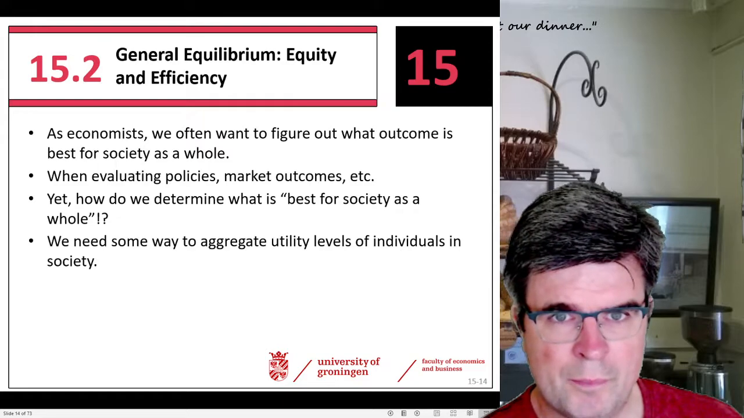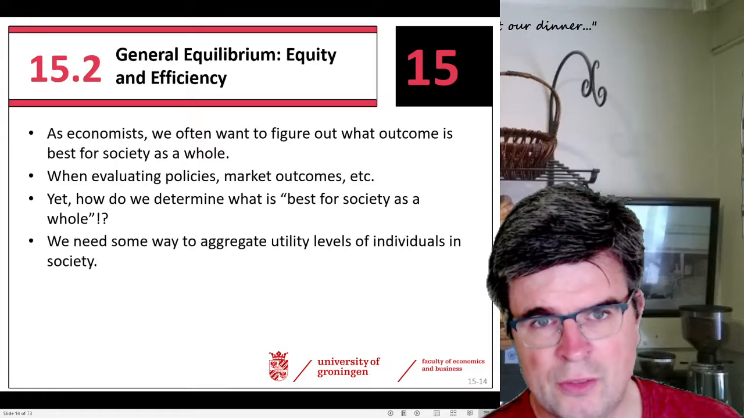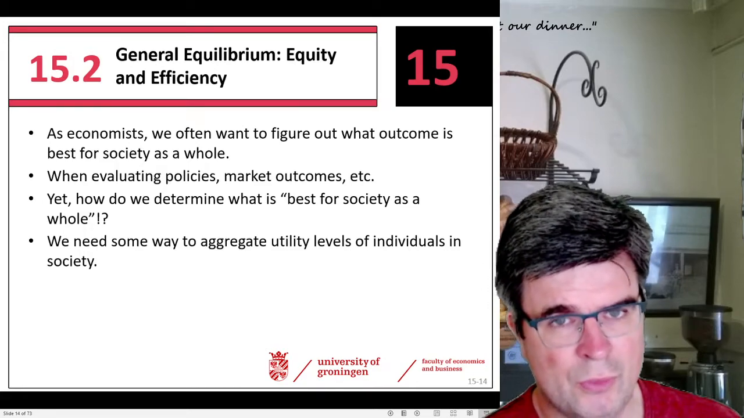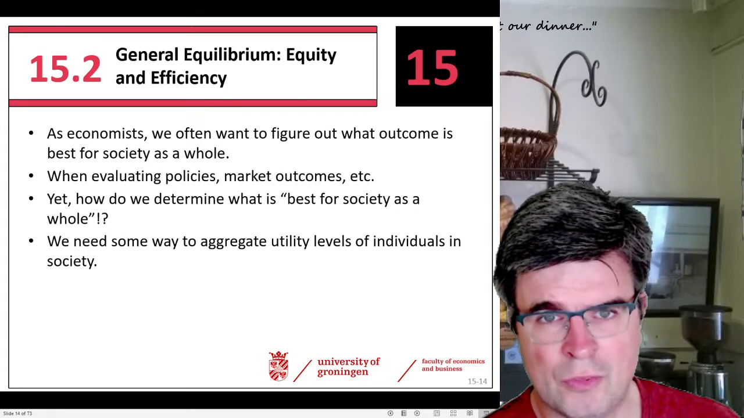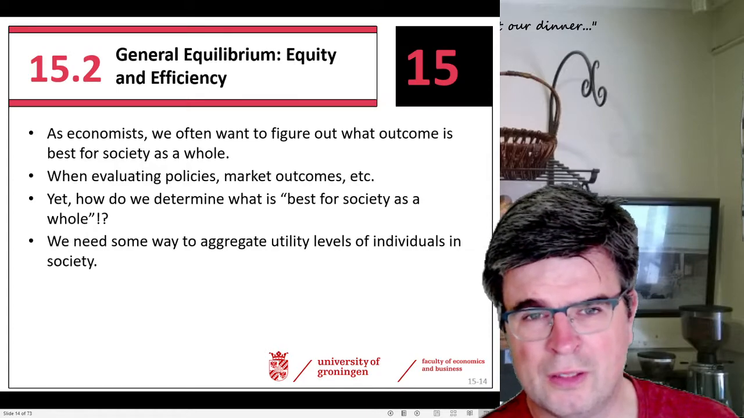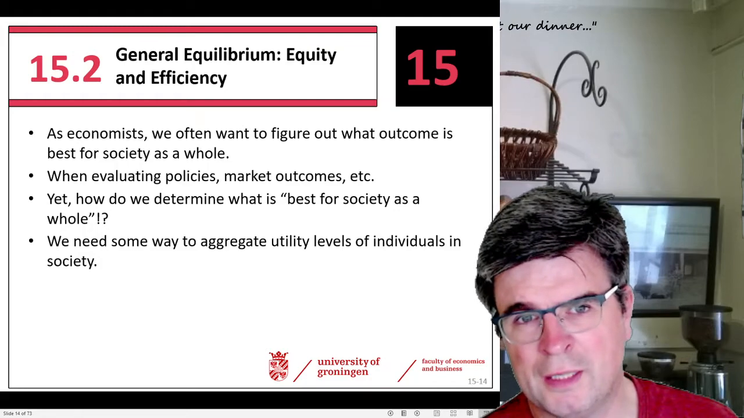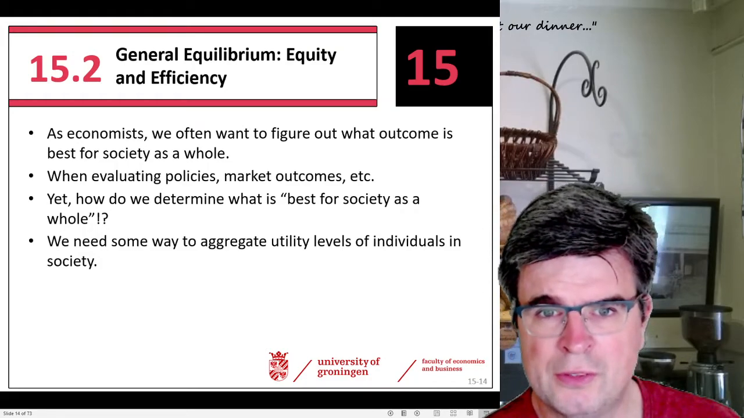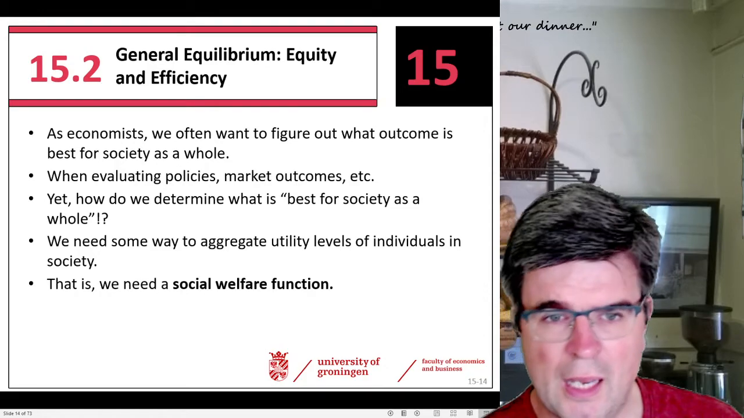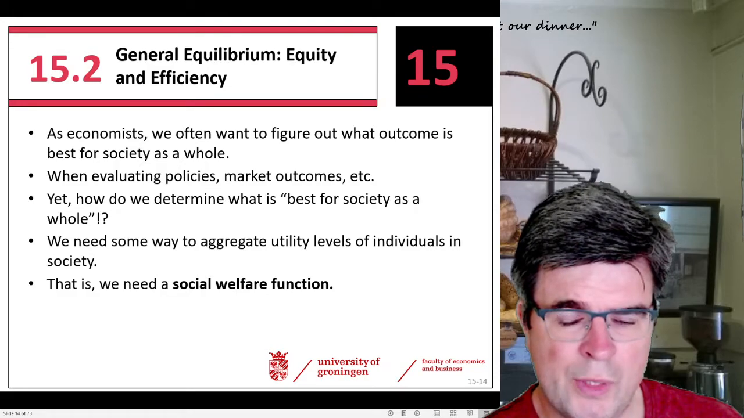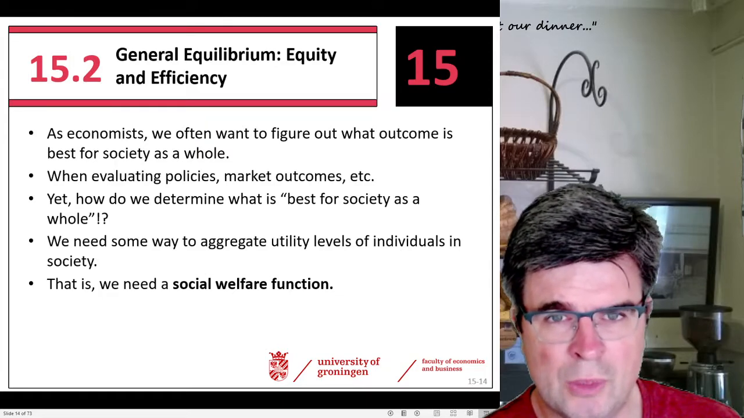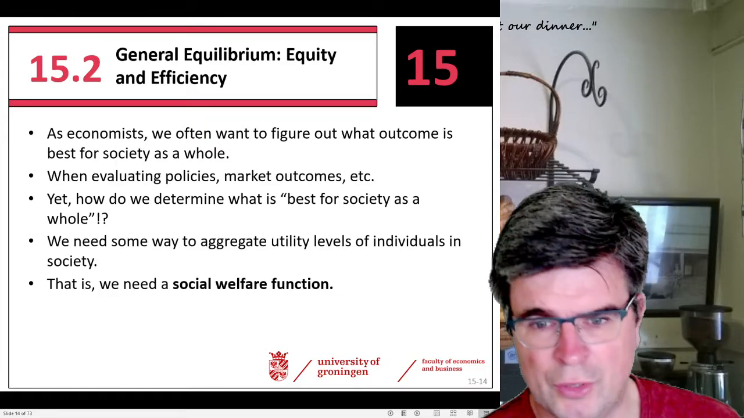So in some sense, we need to aggregate the utility levels of all the individuals in society. If the utility of a person is an indicator of his well-being, then the sum of all the utilities should be an indicator of the well-being of society as a whole. But there are different ways to look at this aggregate utility. And we need to go beyond the utility function of an individual, we need something like a social welfare function.